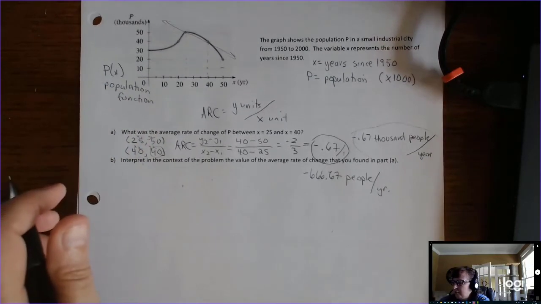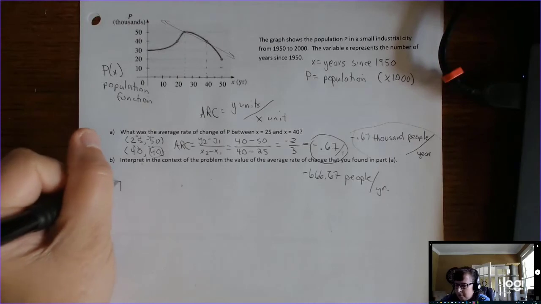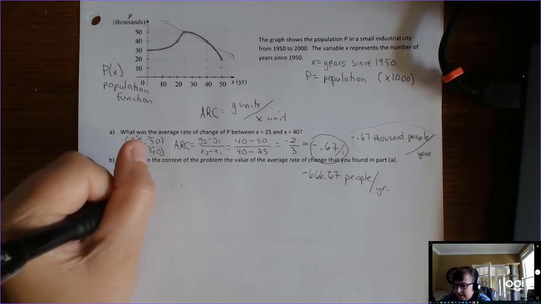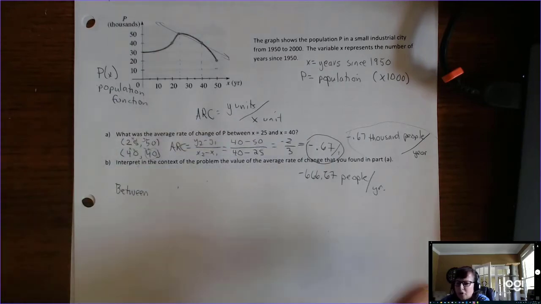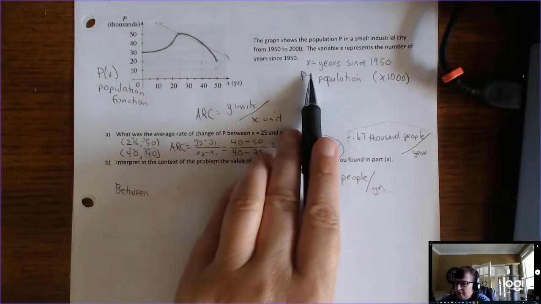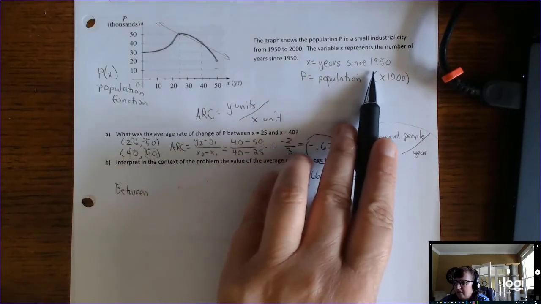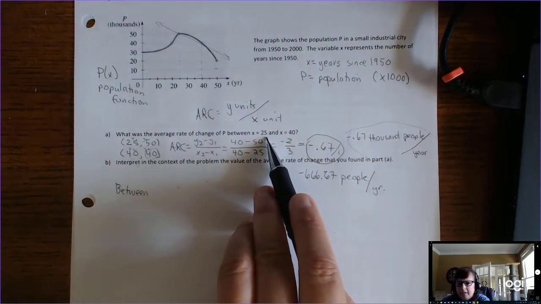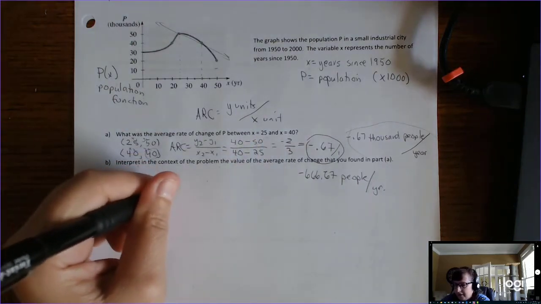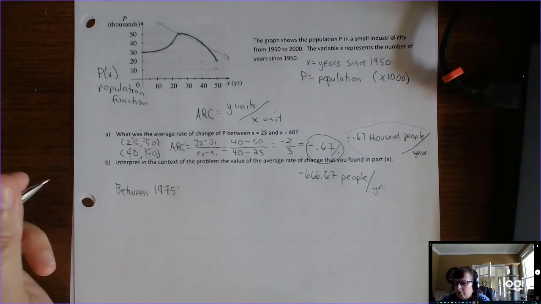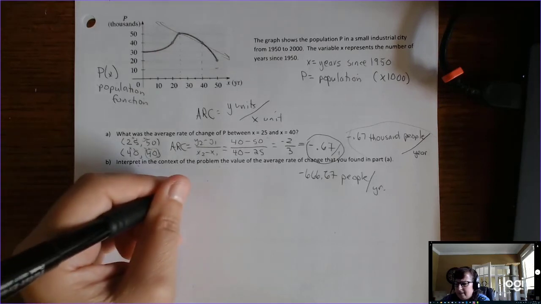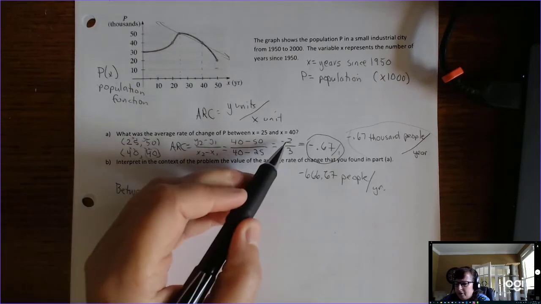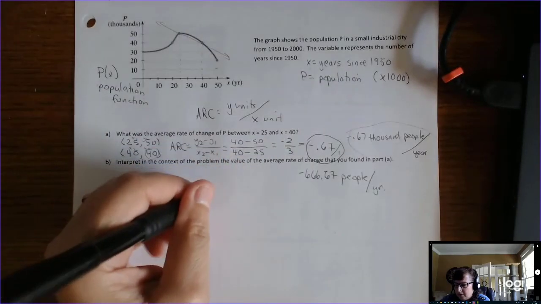Alright, so let's interpret. So remember how we start? Between. And this says x is 25 and x is 40, but you have to interpret fully everything. So you have to go back here, look at your math English dictionary. X is years since 1950. So what year is that? Well, 1950 plus 25 would be 1975. So don't put between 25 years after 1950, just do the math. Between 1975 and what year would that be? 1950 plus 40 is 1990.